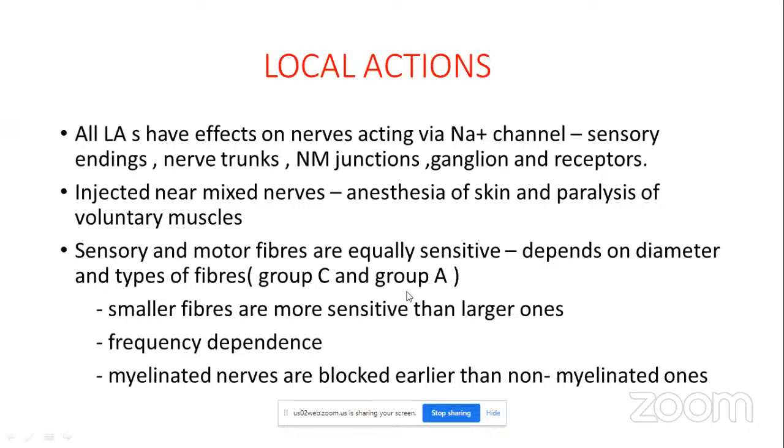Based on the Erlanger-Gasser classification, nerve fibers are divided into three types: A, B, and C. A fibers are further divided into A alpha, beta, gamma, and delta fibers. These A fibers are large fibers and are myelinated. B fibers are partially myelinated, whereas C fibers are non-myelinated.